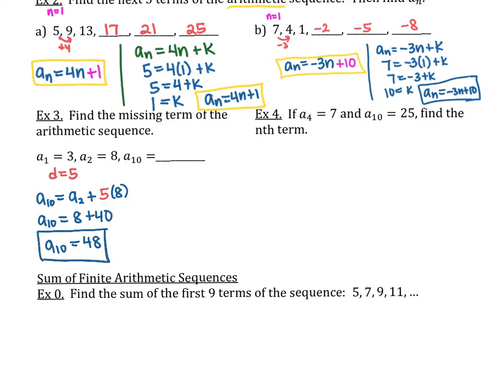I'm going to show you a second way to solve it, and again, I'm fine with either way, depending on what you prefer. The second way I might solve this is, because I already know what D is, I could come up with the formula fairly easily. If I wanted the formula for n, I would say a_n equals, because the difference is 5, 5n.